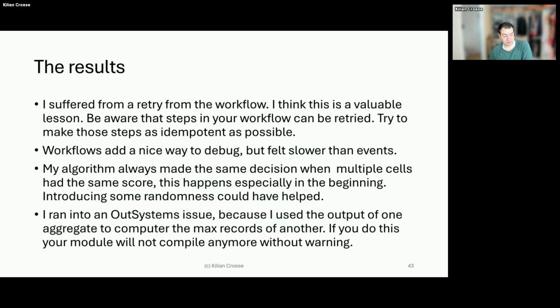Was it the fourth attempt? My algorithm made decisions when multiple cells had the same score, and I think they were sorted or approached in a similar fashion. So it would always favor the first cell it would encounter. Maybe introducing some randomness there could have helped to prevent that, at least in subsequent moves or runs.